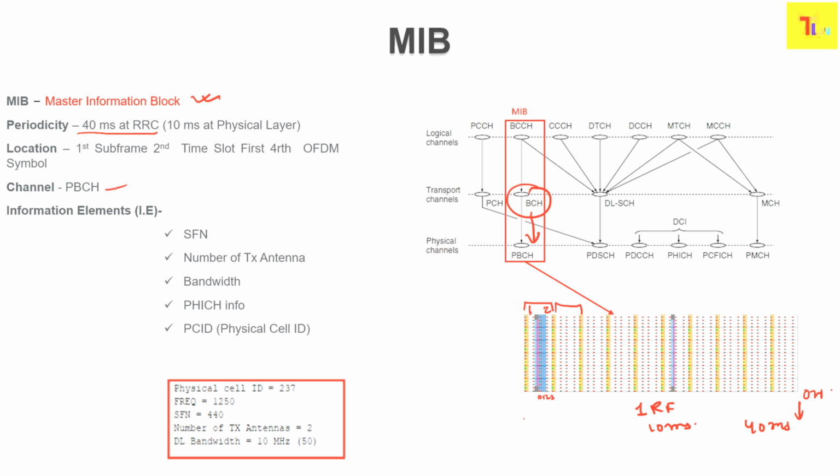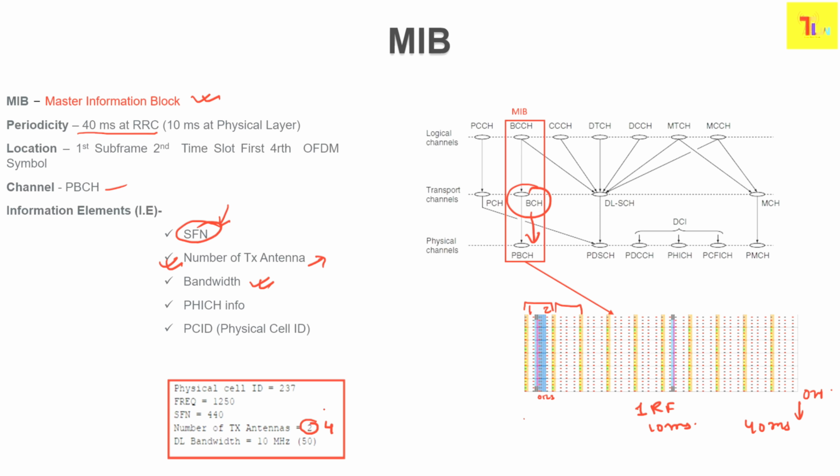The channel that is being used is PBCH. So what are the information elements MIB basically consists of? MIB consists of system frame number, number of TX antenna, bandwidth, PHICH information, and the physical cell ID. We'll talk about each a little bit. Number of TX antenna means it can be 2x2 or 4x4. You can see in the logs it is written 2, it can be 4 also, based on the number of transmitting antenna.